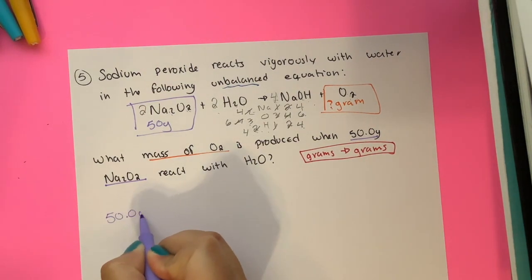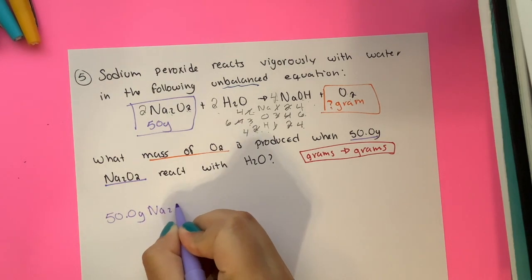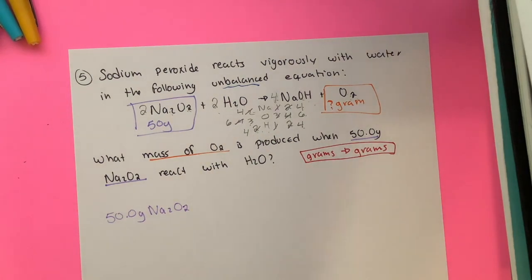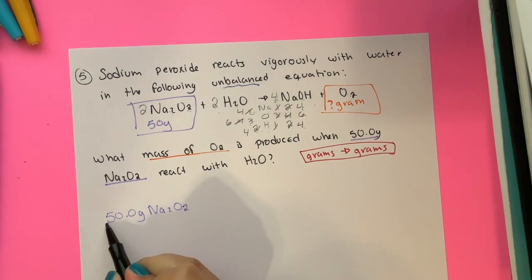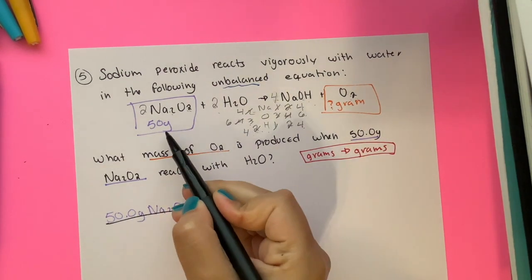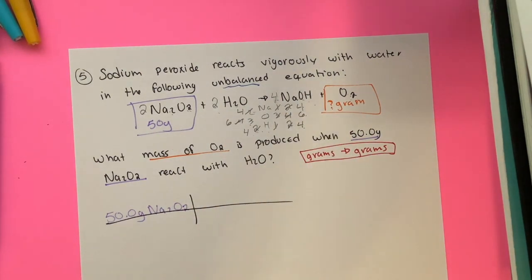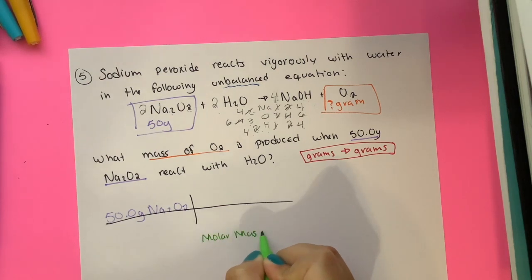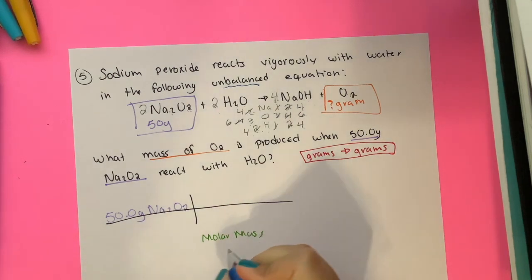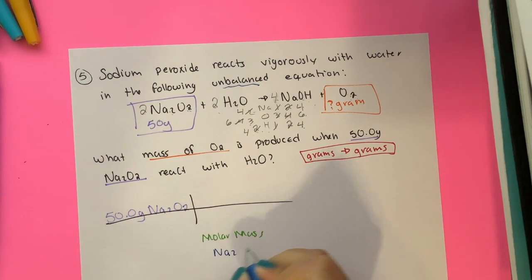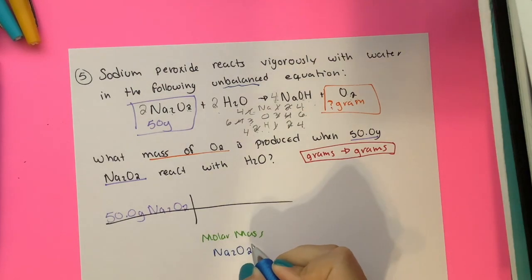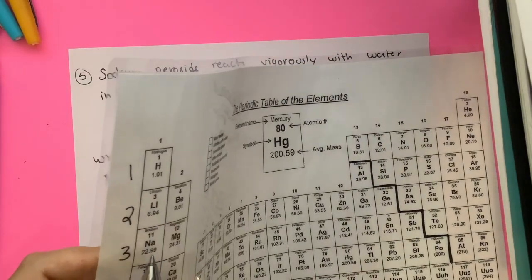50 grams of sodium oxide. Now remember that I always need to use a mole ratio in order to jump from one compound to the next. But in order to use a mole ratio, I need to be in moles. And right now I am not in moles, I am in grams. So the first thing I need to do is turn that grams into moles by using the molar mass. So I need to find the molar mass of Na2O2. I'm going to go to the periodic table and look for sodium. Sodium has a mass of 22.99.